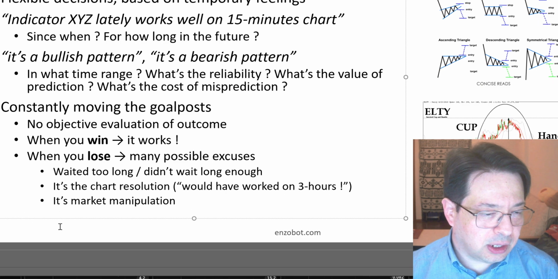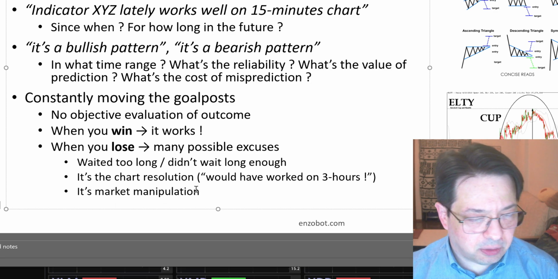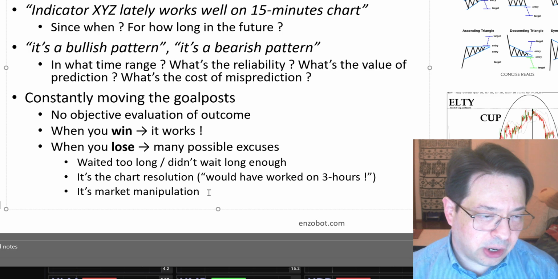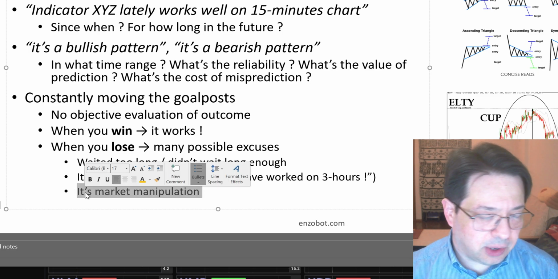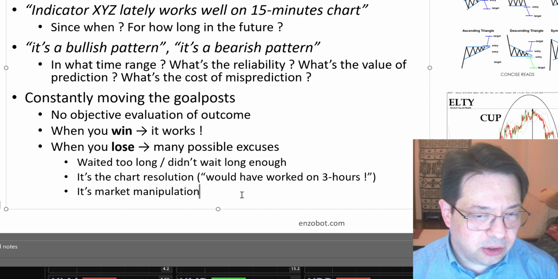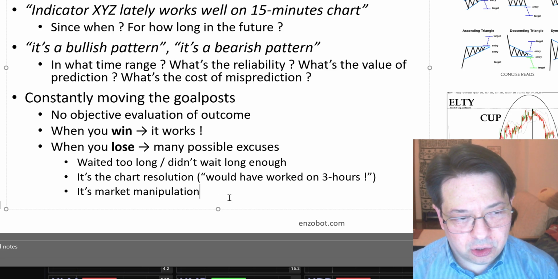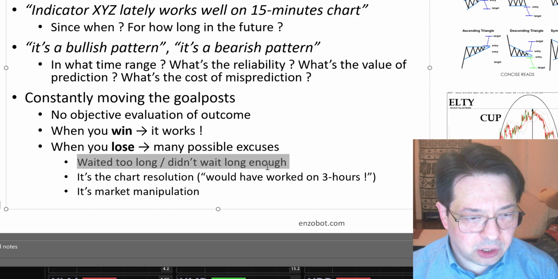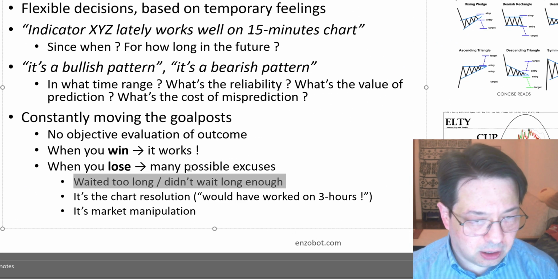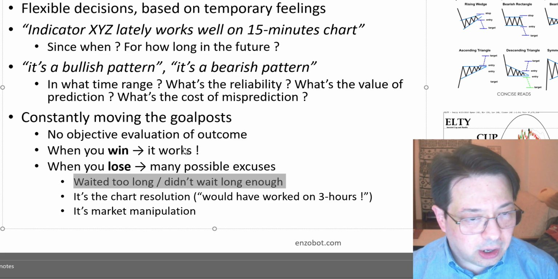Another classical one is that there's market manipulation. Therefore, the system would have worked if only there wasn't market manipulation. But unfortunately, market manipulation is part of the market, so you can't really use it too much as an excuse. And when I say I waited too long or not long enough, let's see if I can draw here.